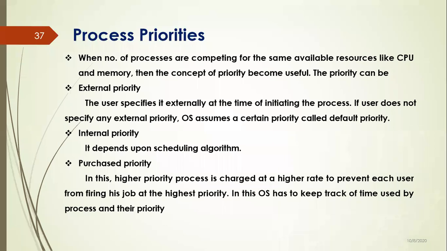Now process priority. We can assign priorities to the processes. Three types of priority we can assign: first is the internal priority, the external priority, and the purchase priority. Internal priority will be assigned by the operating system. It depends on the scheduling algorithm. For example, if you are following shortest job first, then the first priority is given to the process which requires the least time. Then next is the external priority, the priority which is assigned externally to the process.